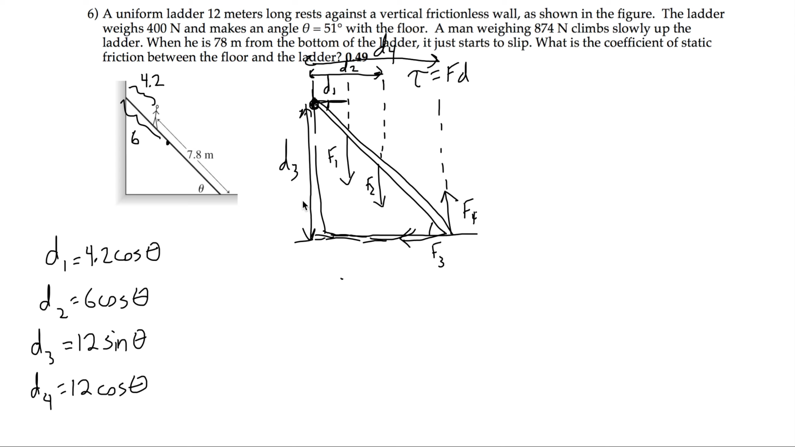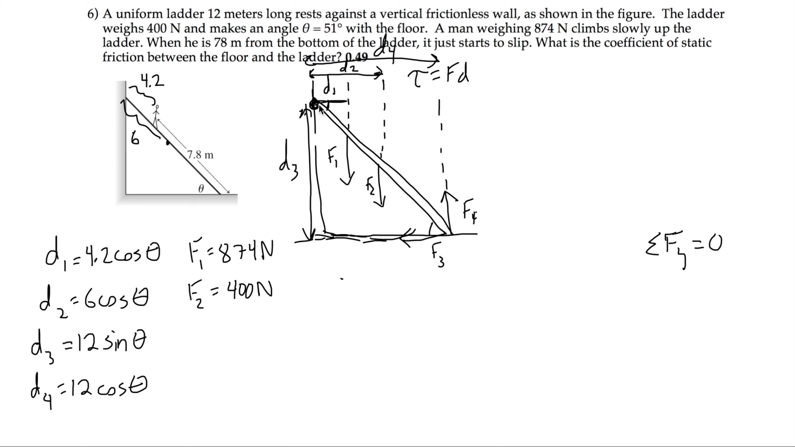And now we just need to define our forces. F1 is the weight of the person, 874 newtons. F2 is the weight of the ladder, which is 400 newtons. Now, unfortunately, we don't know F3 or F4. We're looking for something that has to do with F3. Now, what we can do on the side here is look at the sum of the forces in the y direction equal to 0.